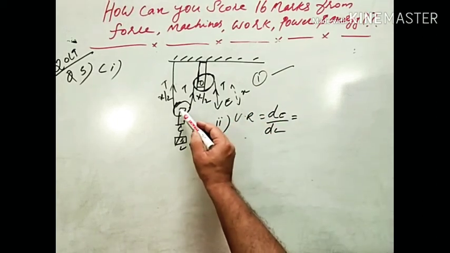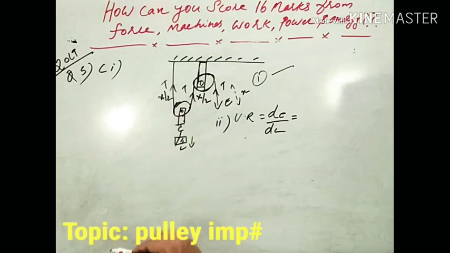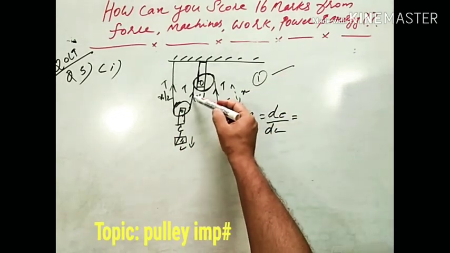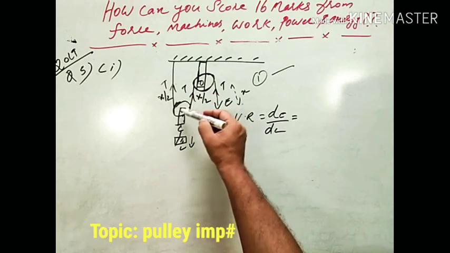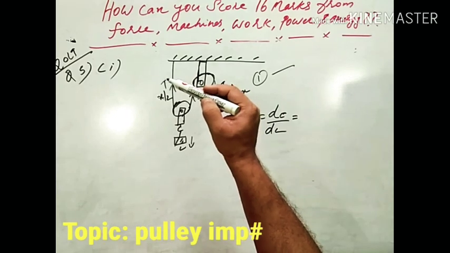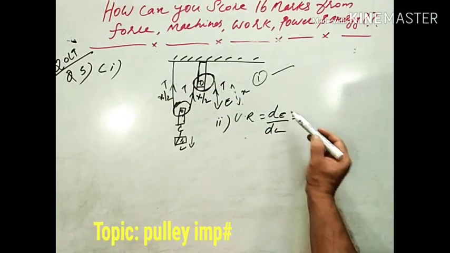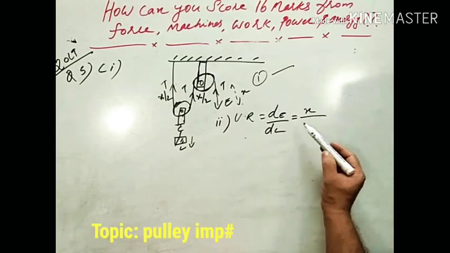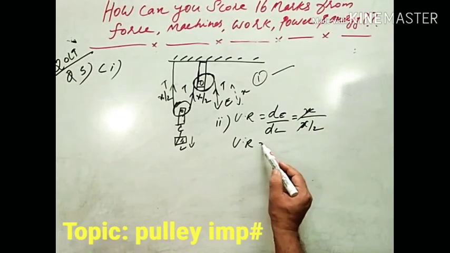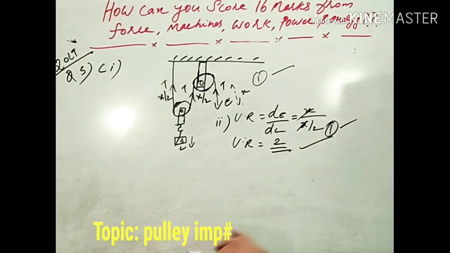The movable pulley is being supported by 2 segments. So when the effort moves through a distance x, the segments on the pulley will get shortened by x by 2. So distance of effort is equal to x, distance of load is equal to x by 2. It cancels, and we get the velocity ratio as 2. So you get 1 mark.